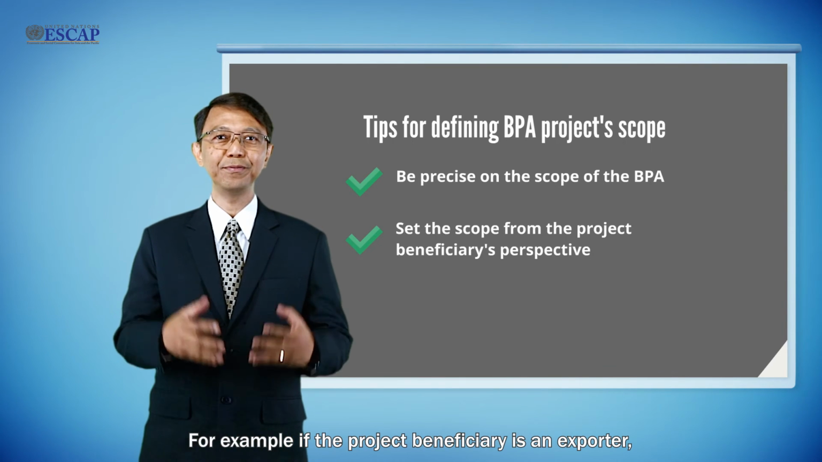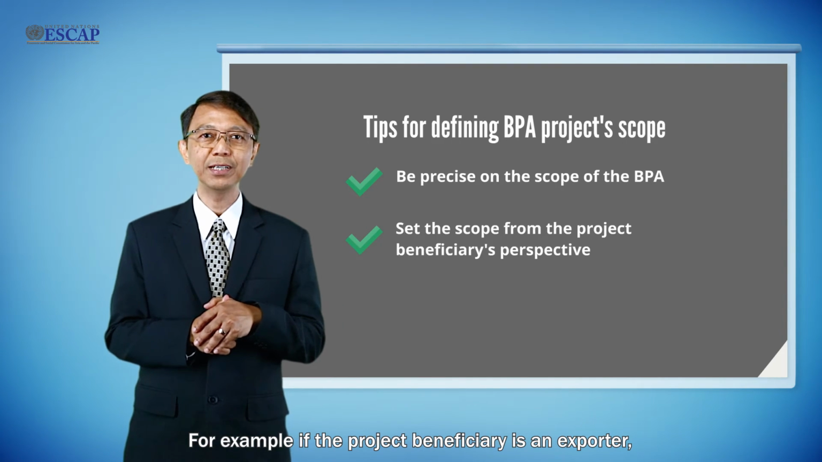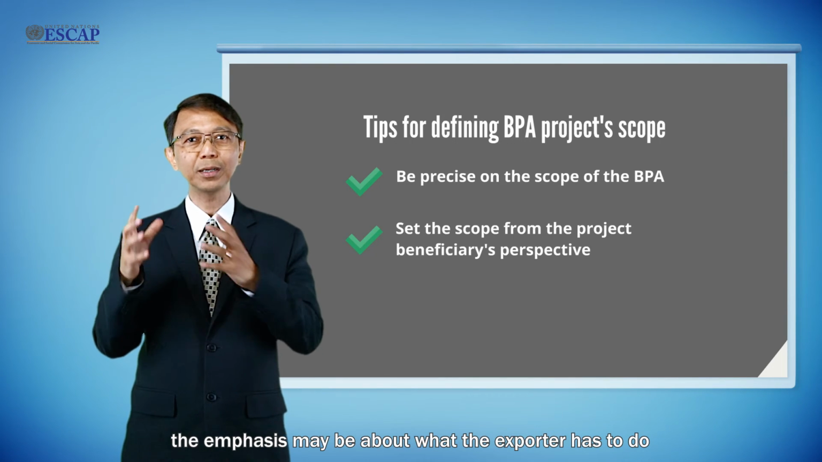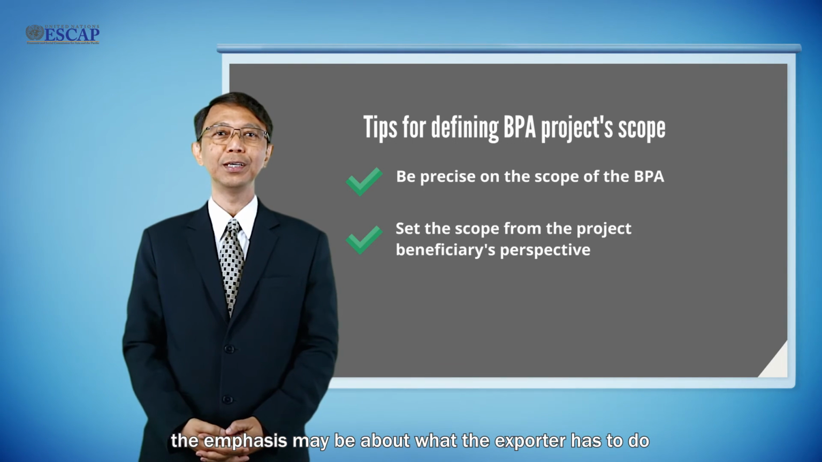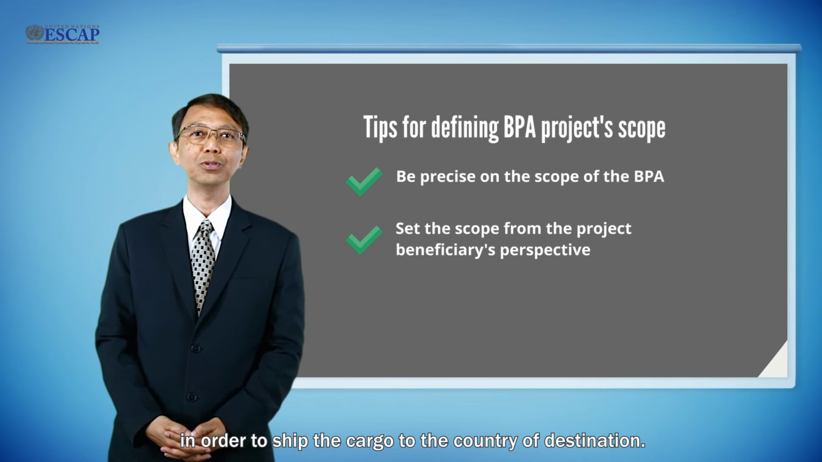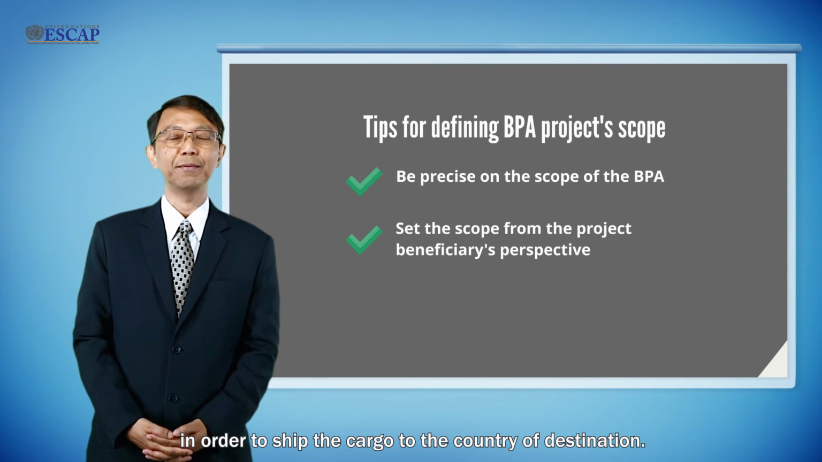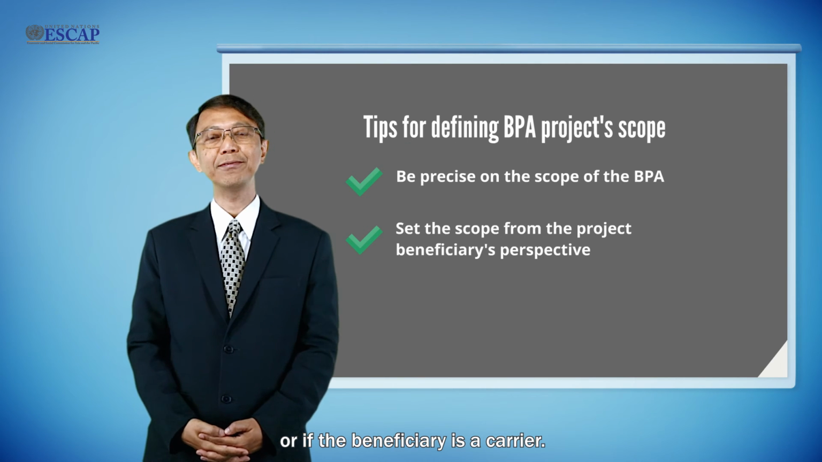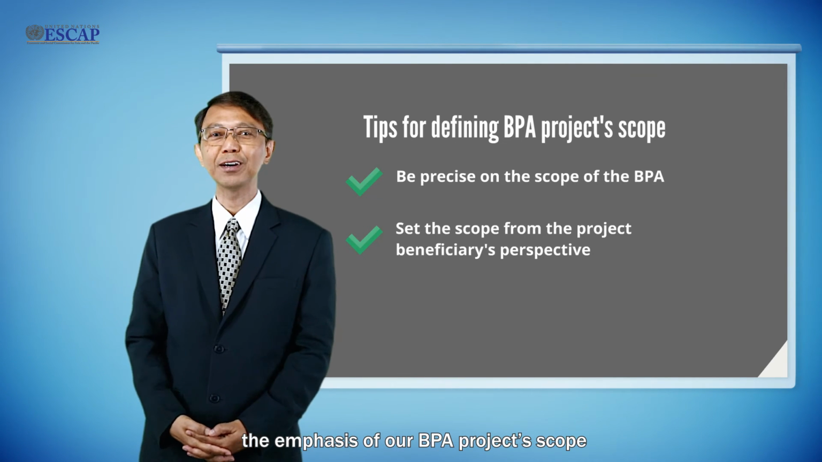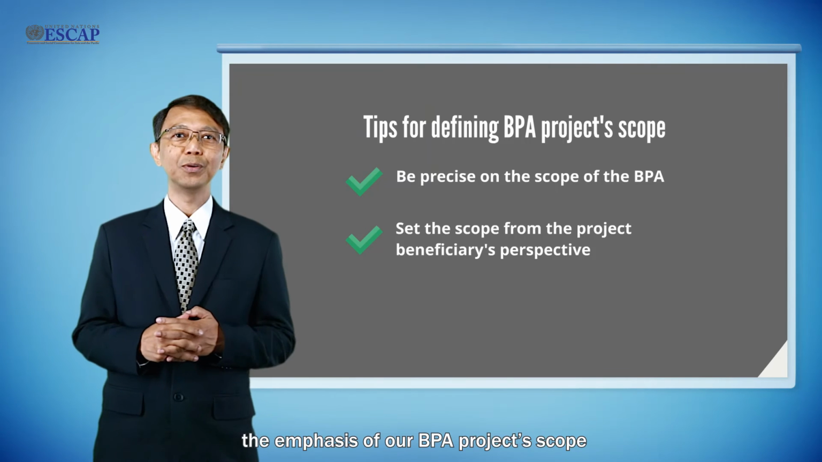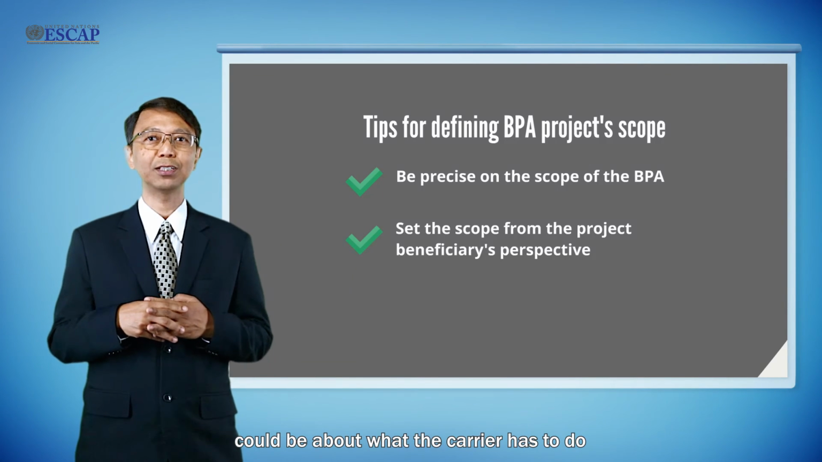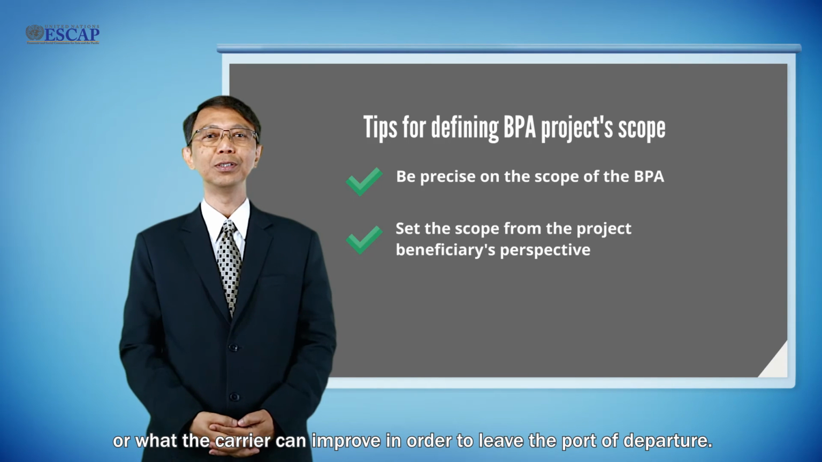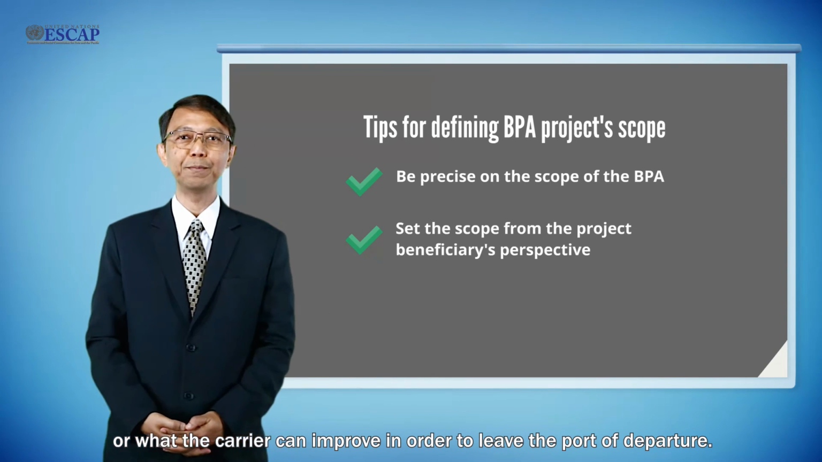In this case, the project may emphasize only upon the project beneficiary. For example, if the project beneficiary is an exporter, the emphasis may be about what the exporter has to do in order to ship the cargo to the country of destination. Or if the beneficiary is a carrier, the emphasis of our BPA project scope could be about what the carrier has to do or what the carrier can improve in order to leave the port of departure.